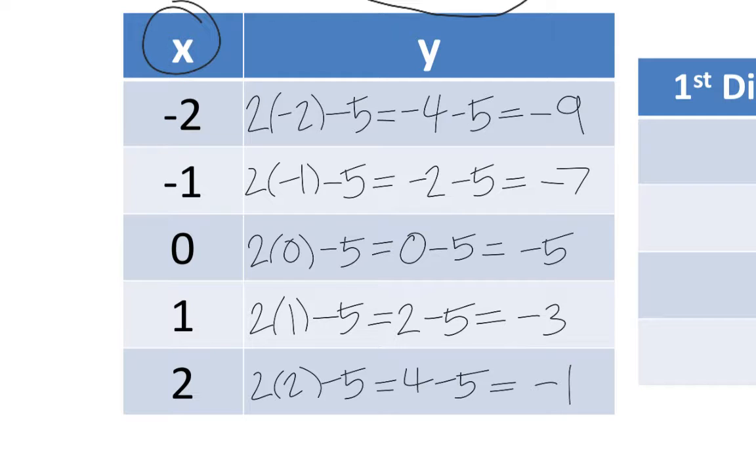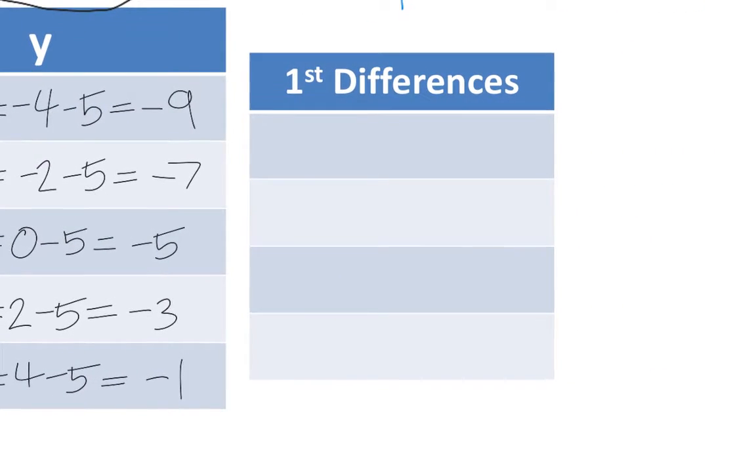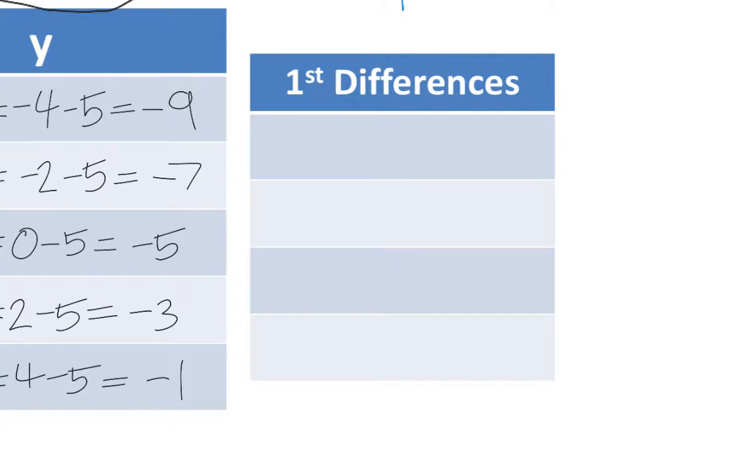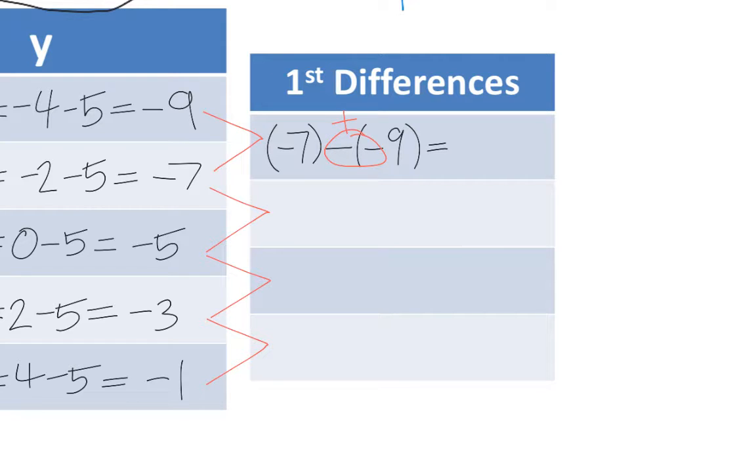The next step is to calculate the first differences. So let's do that over here. What you're going to do is use these y values. I'm just going to make these little lines to help you visualize what's going on. So what I start with is negative 7 subtract negative 9. Remember, when you have two negative signs beside each other, that is positive. So negative 7 plus 9 is 2.